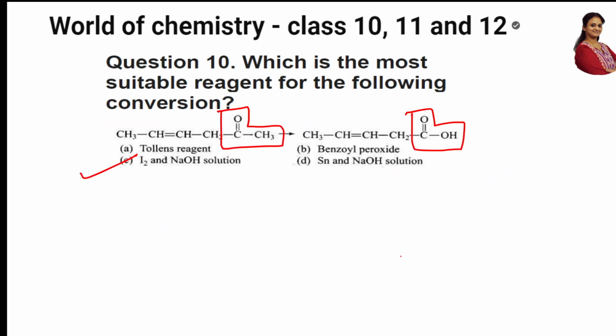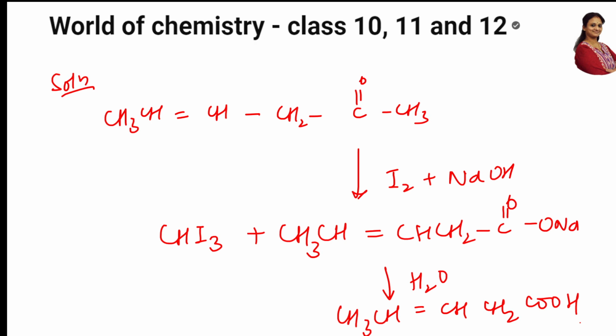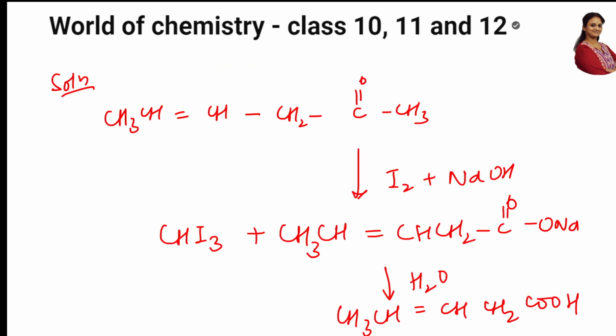Further, what did they say? They said suitable reagent only. They didn't ask us the reaction also. Further, when I do this hydrolysis, what happens to this compound COONa? It's going to get converted to your carboxylic acid. That's all. So what is the reaction when you see a methyl ketone? Right? Yes, it is an iodoform reaction. Next question. Let us go.